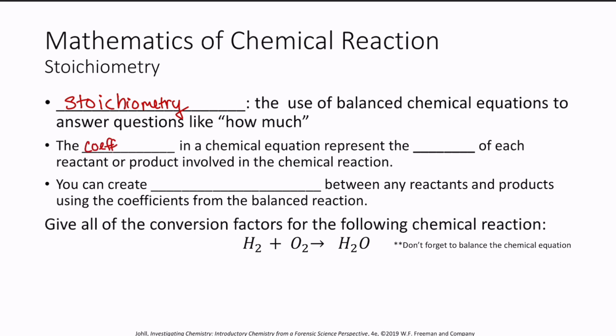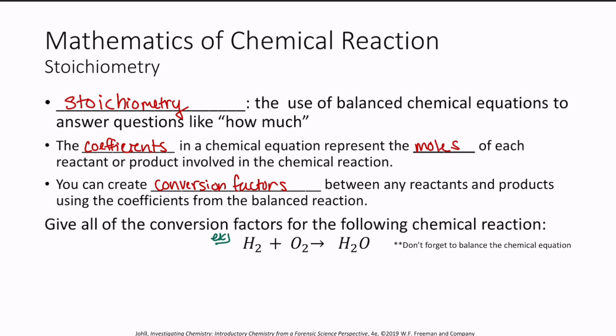So the coefficients in a chemical reaction, remember those coefficients balance the chemical equation, represent the moles of each reactant or product involved in that chemical reaction. So we can use these coefficients, we can use the moles of each reactant or product to create conversion factors or any relationship within that entire chemical reaction. So let's look at an example.